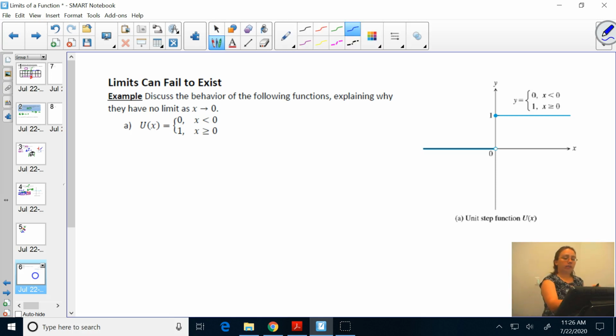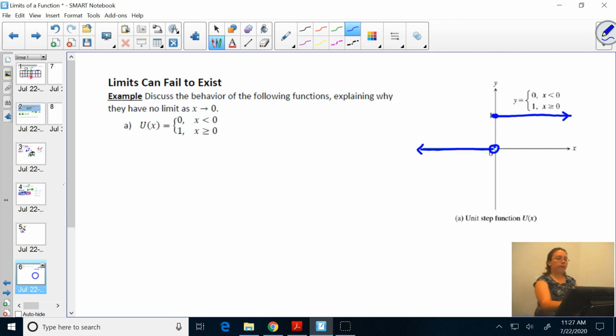So the function is 0 as long as x is less than 0. Then we have an open circle here. What does an open circle mean on the graph? It means there's no point. So at that point, if x is 0, we jump up to 1, a unit step. And then we have, for all positive x's, x is greater than or equal to 0, the answer is 1.